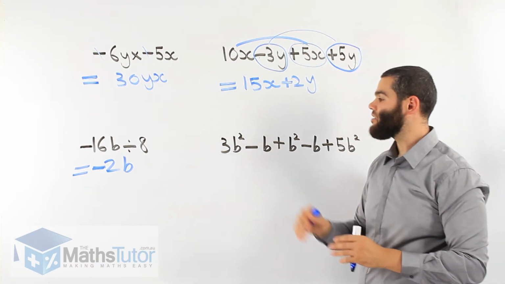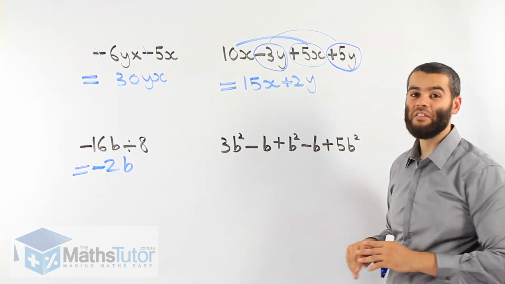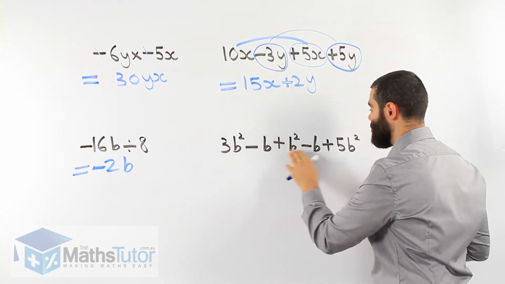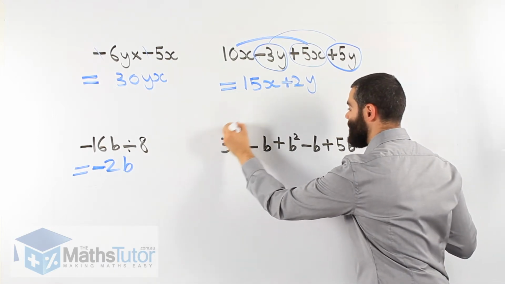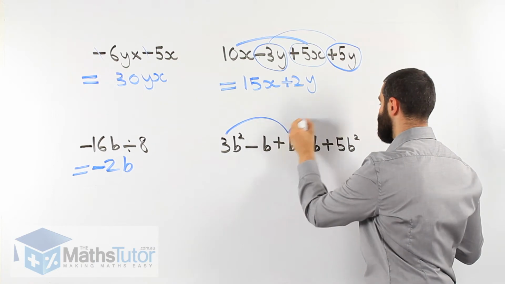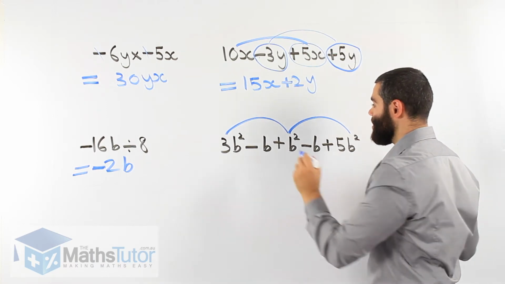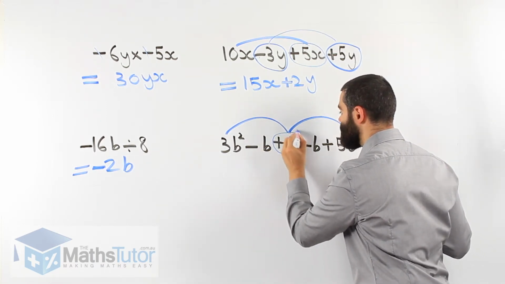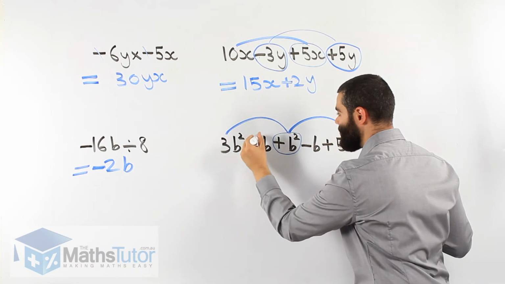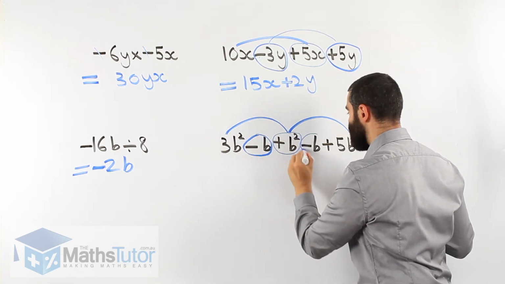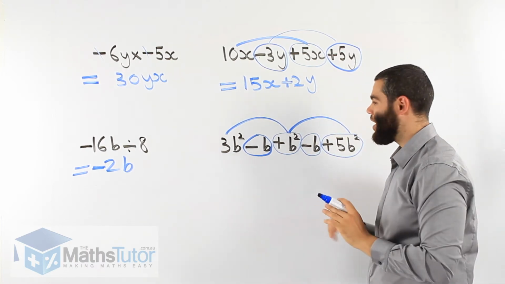Here, 3b squared, take away b, plus b squared, minus b, plus 5b squared. Let's look for like terms because this is all addition and subtraction. We have to make sure we have like terms. Let's start. 3b squared and b squared, and there's another b squared here, 5b squared. Let's start collecting like terms. If you like, circle to make sure you know which sign belongs to which one. The plus belongs to the one after it. That minus belongs to the one after it. That minus belongs to the one after it. And that plus belongs to the one after it. Very important. You can differentiate and know where the sign belongs to.